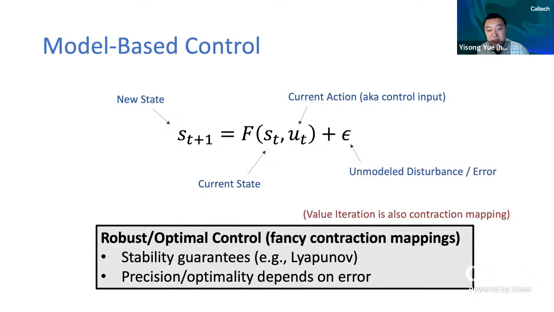And so, robust and optimal control and other methods of control, to a first order approximation. Of course, I understand that I'm oversimplifying things if you come from a control background. To a first order approximation, you can think of optimal control and robust control as a form of very fancy contraction mapping that has these convergence guarantees through the contraction, such as a Lyapunov stability guarantee. The precision or the optimality of what you converge to depends on the error epsilon. So if your error is very huge, then you may only converge to a very big space that you cannot converge any further with higher precision. If epsilon is very small, then you could sometimes converge to exactly the point that you care about.